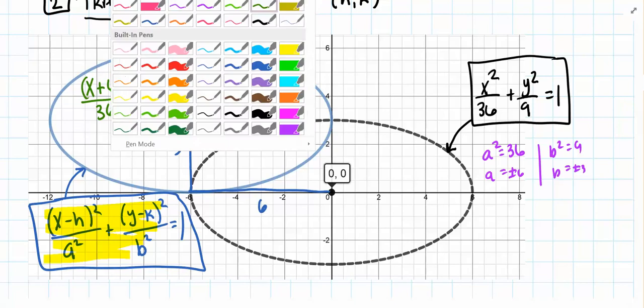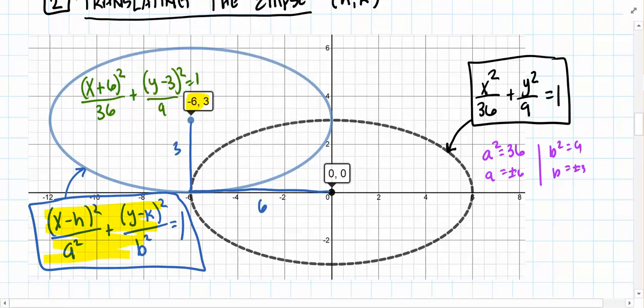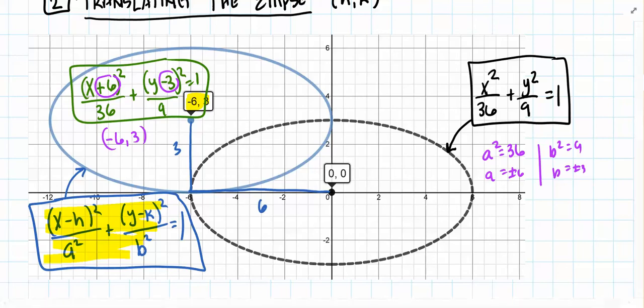So here I can see that the center of this is going to be -6, comma 3. That's what it says there. There's my h and there is my k, which is exactly what it says here. So the equation that we're looking for is this green one here that I kind of have highlighted. So this would be the equation of the ellipse translated over 6 units to the left and 3 units up.